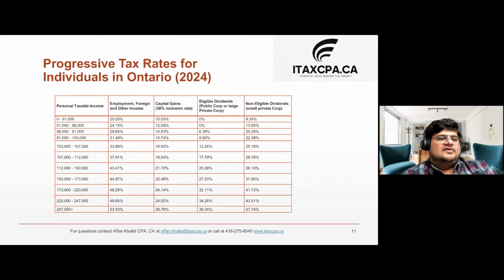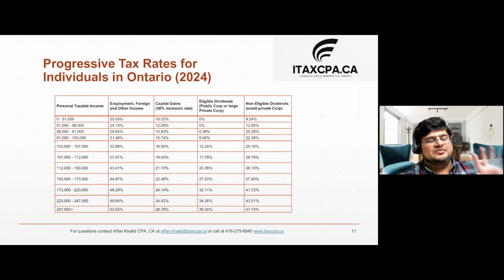Okay, so this is the slide for progressive tax rates for individuals in Ontario. These rates are for 2024. And I'm only showing Ontario because that's the province where most of the activity is. It's a financial hub. But definitely, if you want references or the tax rates for other provinces, reach out to me. I'm more than happy to share the rates.